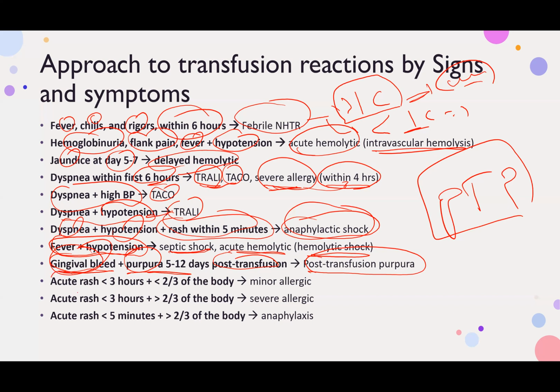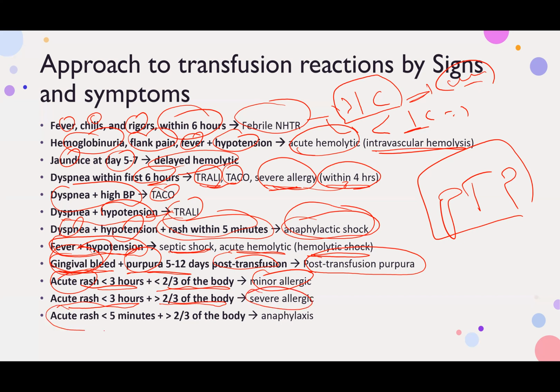Now acute rash less than 3 hours plus it involves less than 2/3 of the body. So again, the patient had a transfusion and developed a rash within less than 3 hours. We look at the rash and find it covers less than 2/3 of the body. So this is minor allergic reaction. Same scenario: we gave the patient blood and they developed a rash within less than 3 hours of the transfusion, but involving more than 2/3 of the body, this is severe allergic reaction.